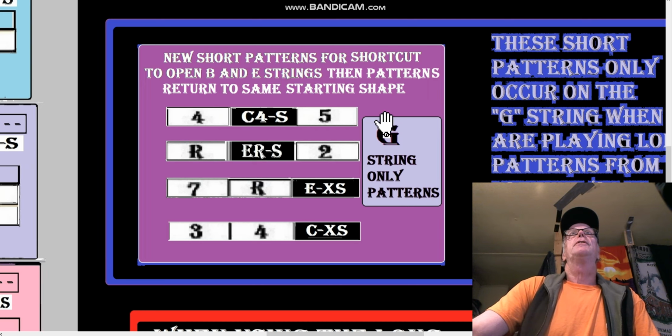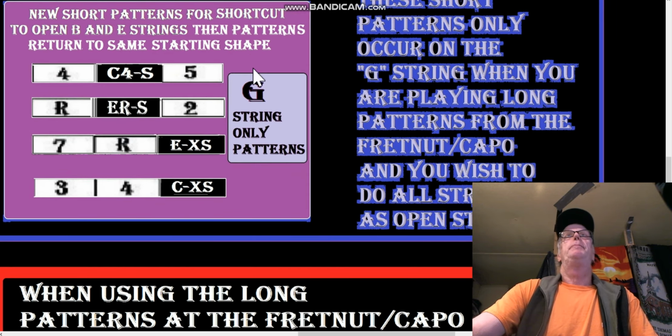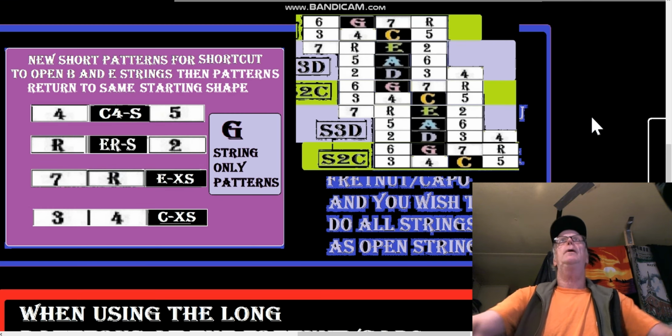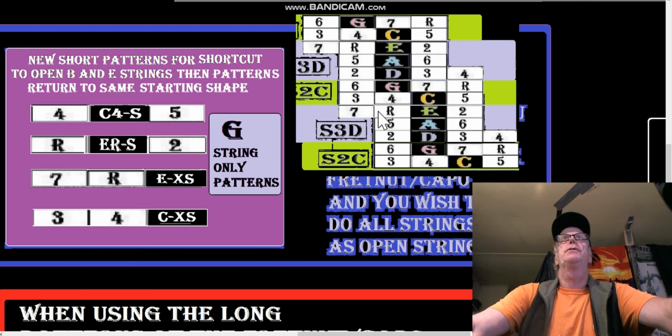Let's put the string shapes up. Okay, so here are the string shapes that we're talking about. Now these are short string shapes, so we can only talk about the bottom 2, and then we'll put the long one there. So let's talk about the 3/4. It's the C extra short. Here's our C string shape right here, 3/4/5 in the short patterns.